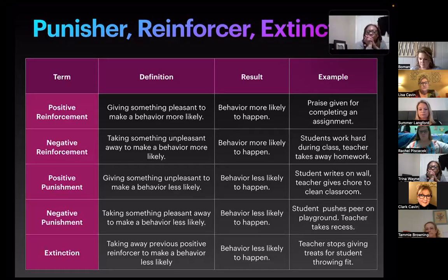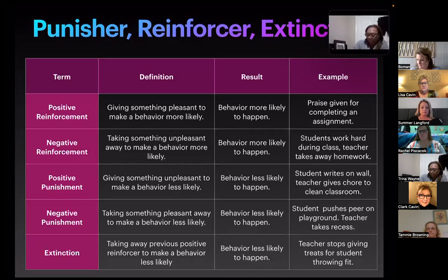Negative punishment is when you take something pleasant away. For example, a kid playing out on the playground pushes a peer, and you take away the recess. So you take something pleasant away. They like recess, but they're not using recess appropriately, so you take recess away from them. A timeout is a type of negative punishment, and that's what taking recess away is. It's a timeout from recess, a timeout from something they enjoy doing.